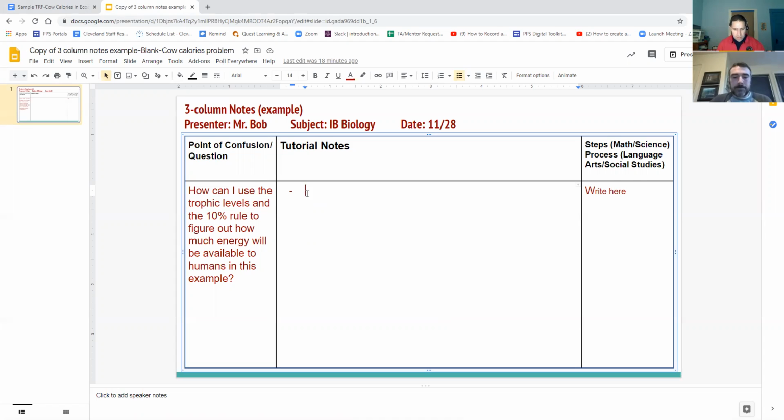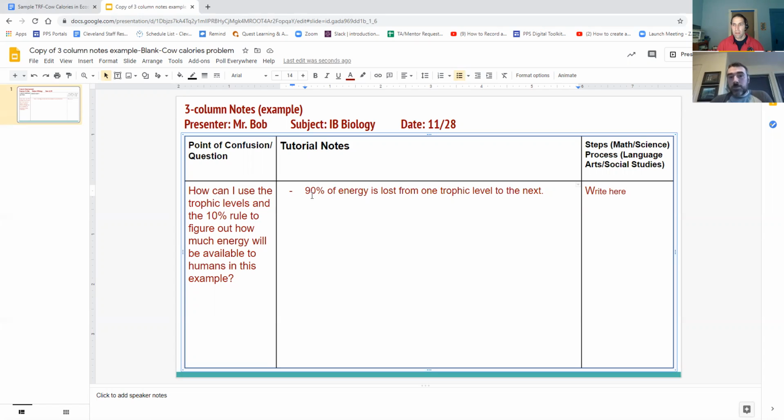I see here there's something about 90% of energy is lost from one trophic level to the next. But I'm not sure how to apply that because this problem is asking how much is available. Well, if 90% is lost, then how much would be kept? Is it 10%?